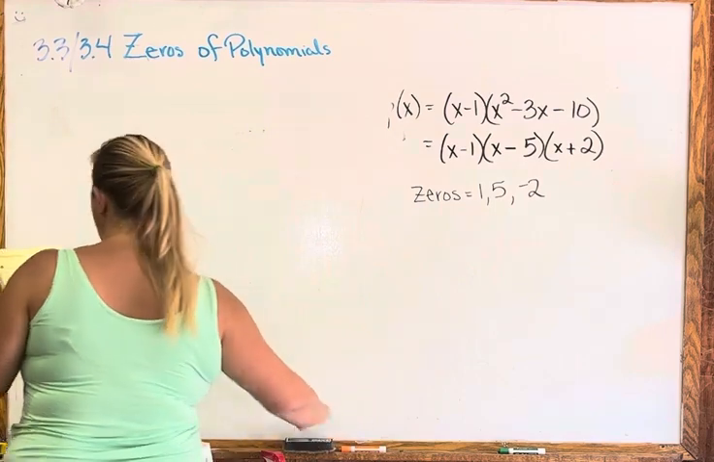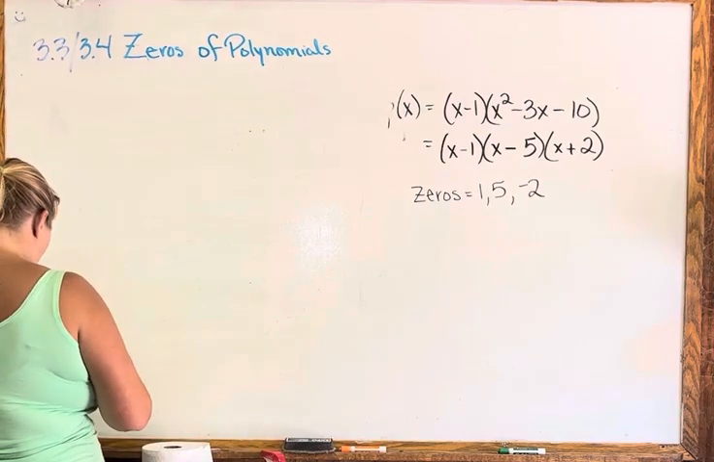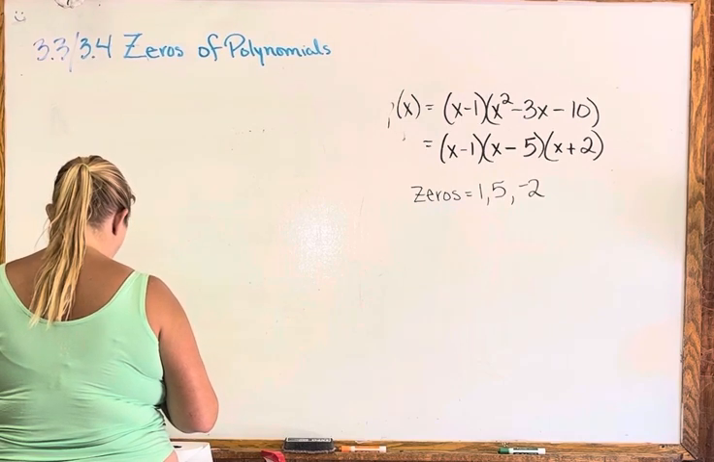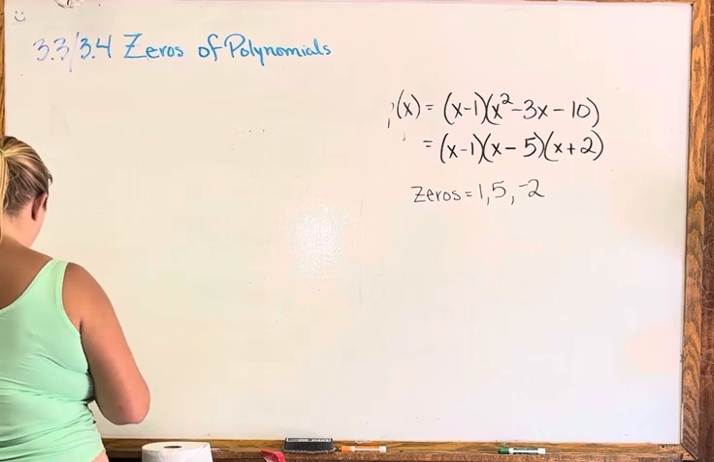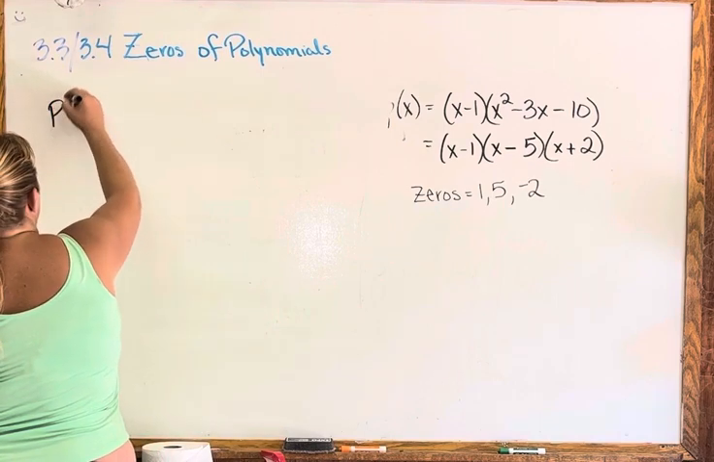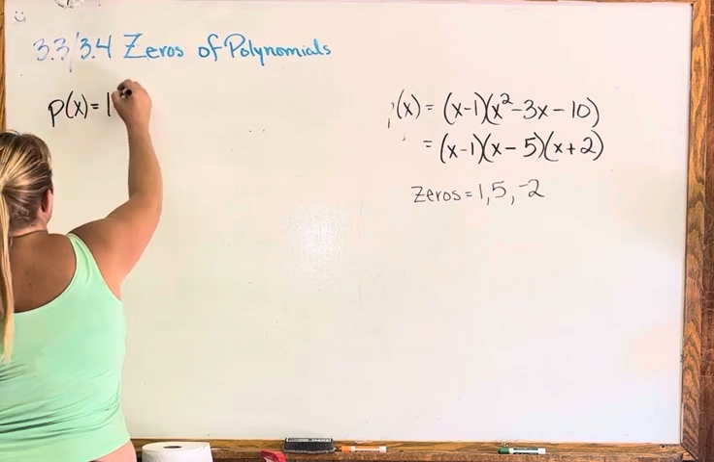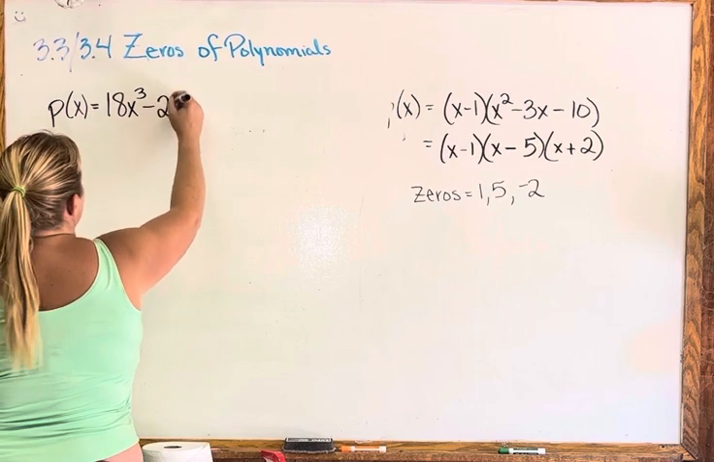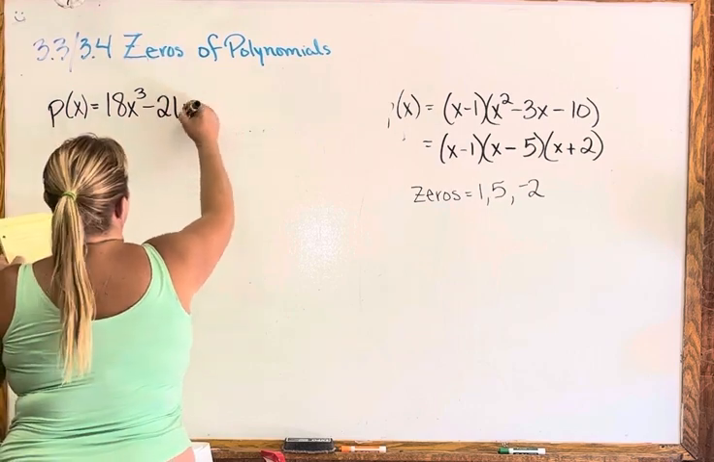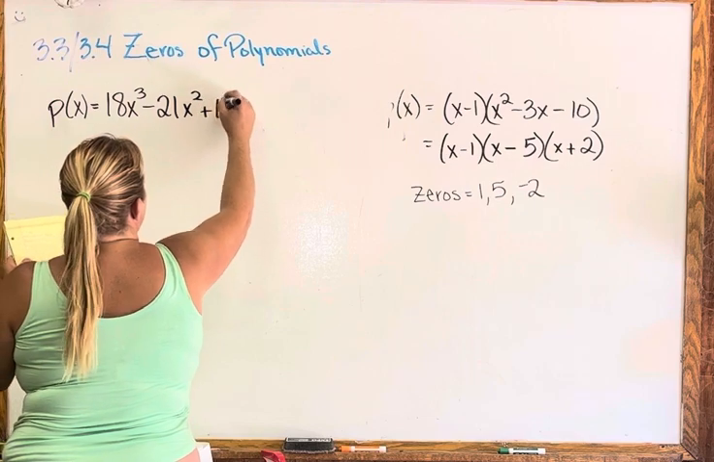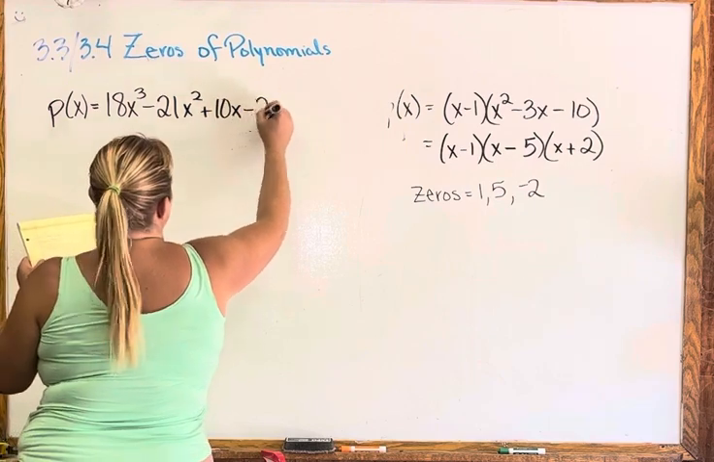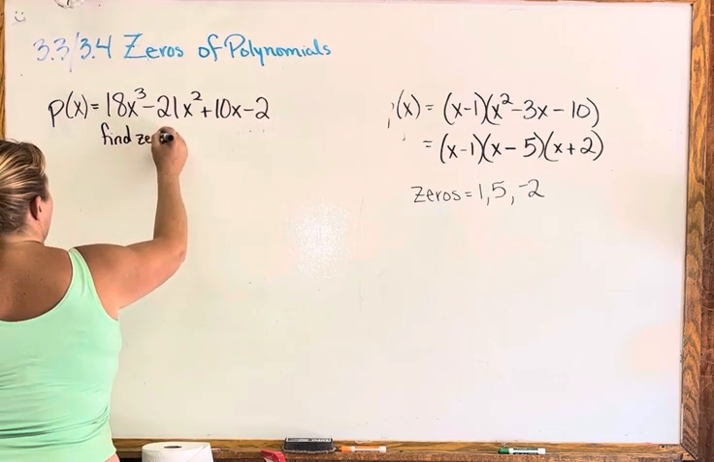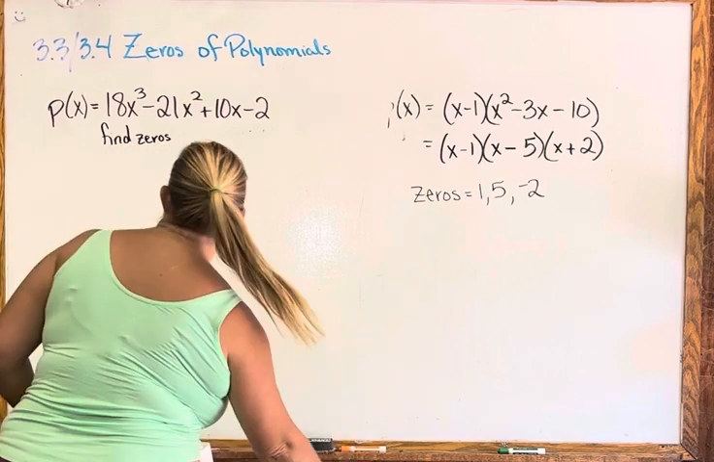Okay, so let's see what we got here. All right, that's not the one I want. Yeah, this is ugly, but let's go for it. All right, so let's say that our p of x is 18x cubed minus 21x squared plus 10x minus 2. And we're going to find the zeros.